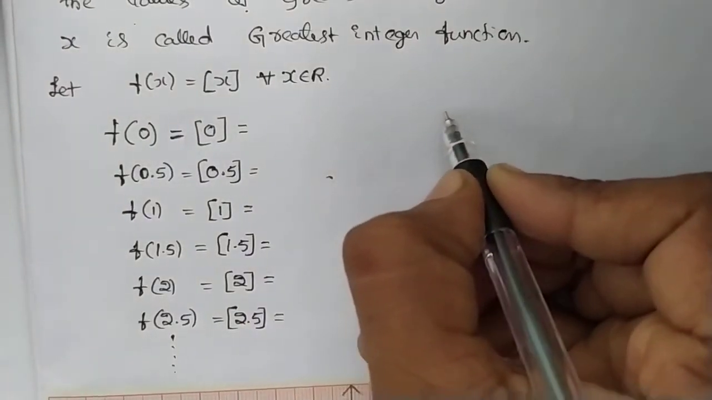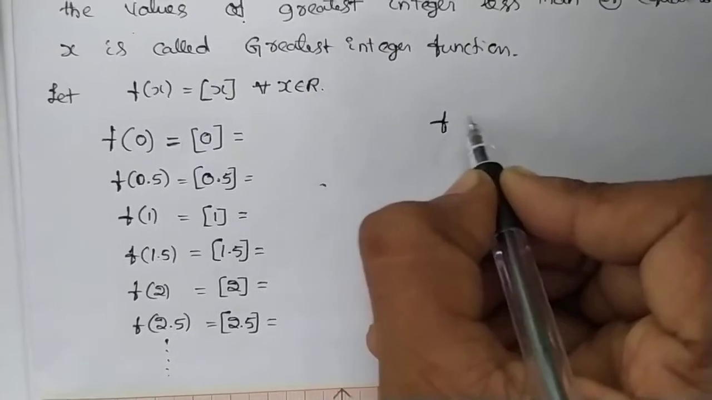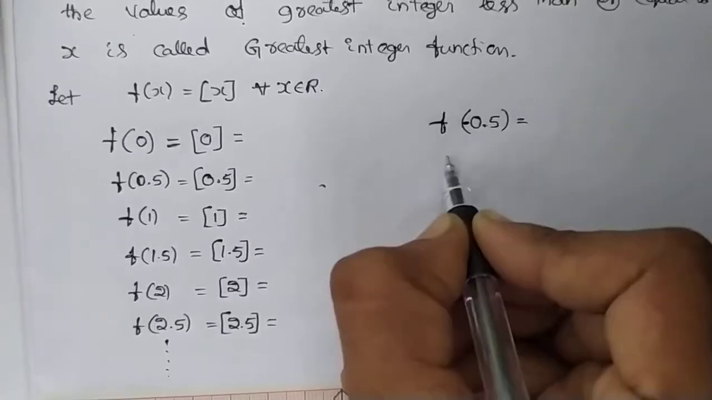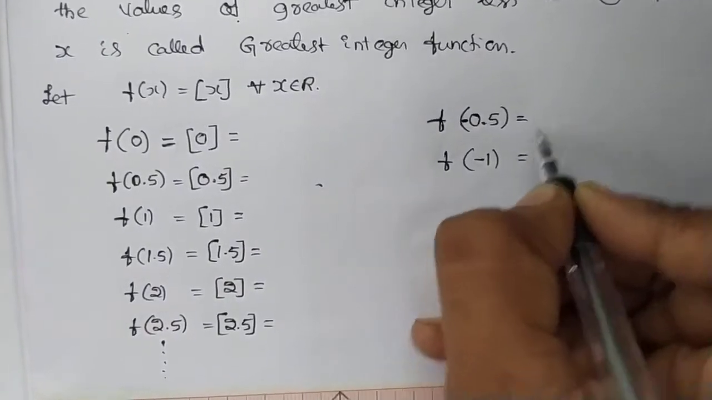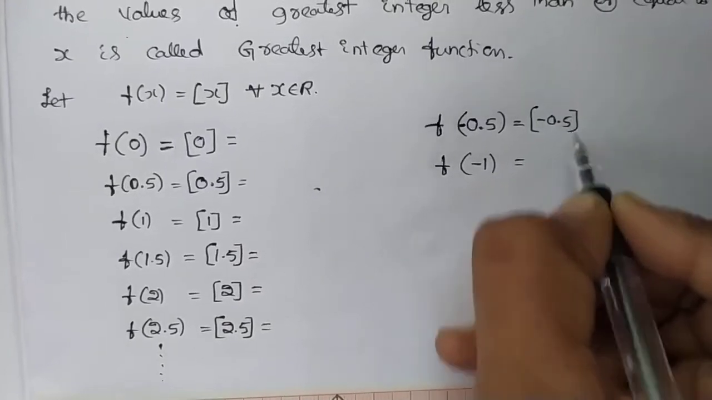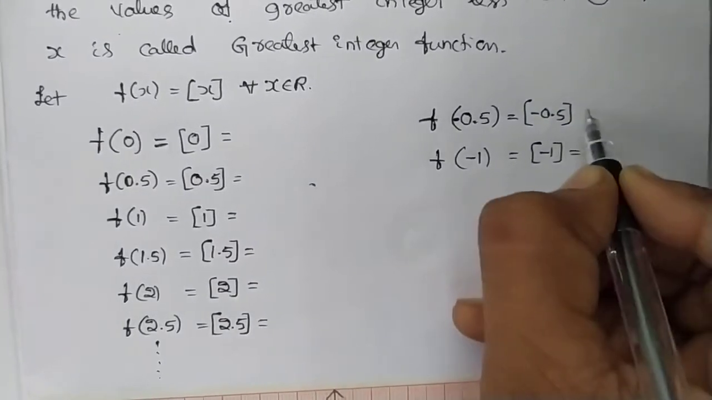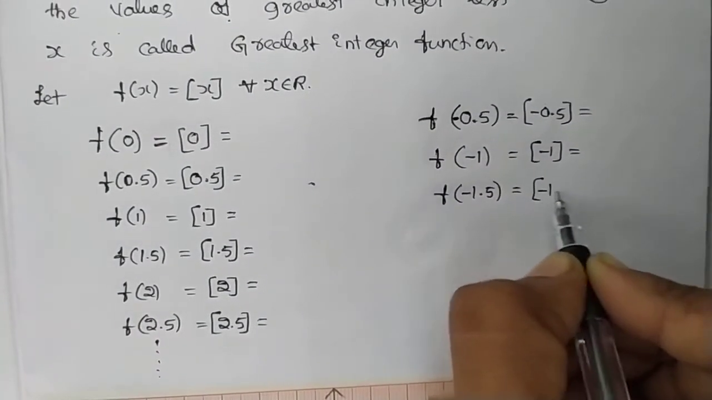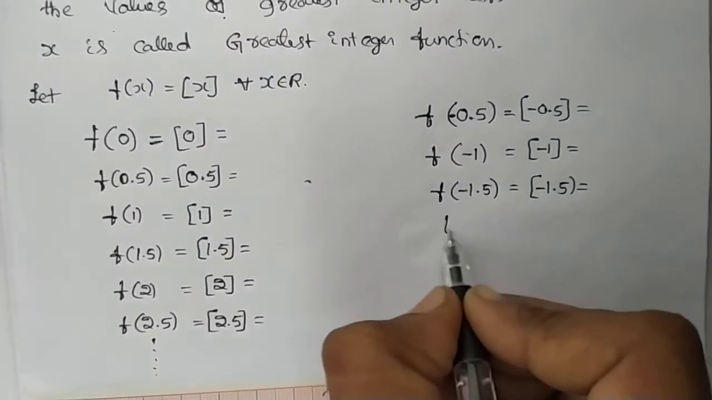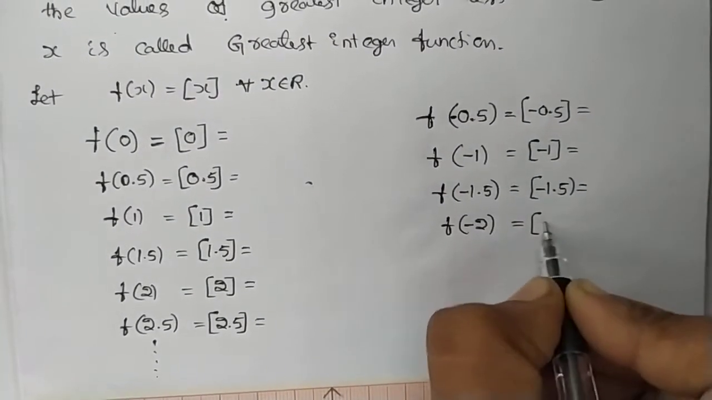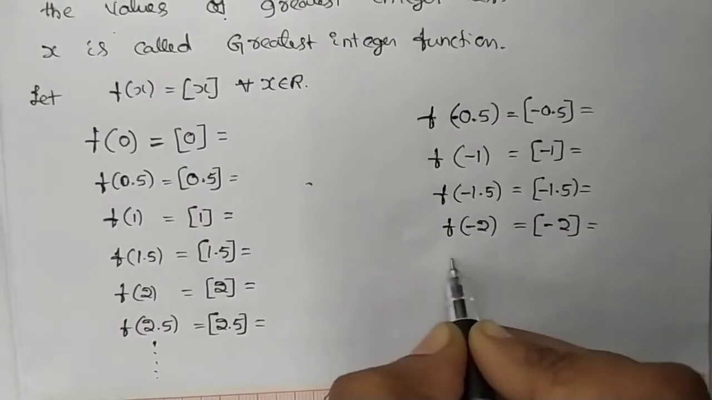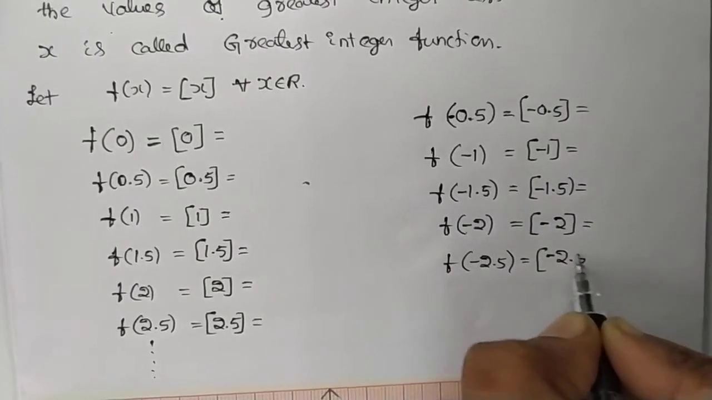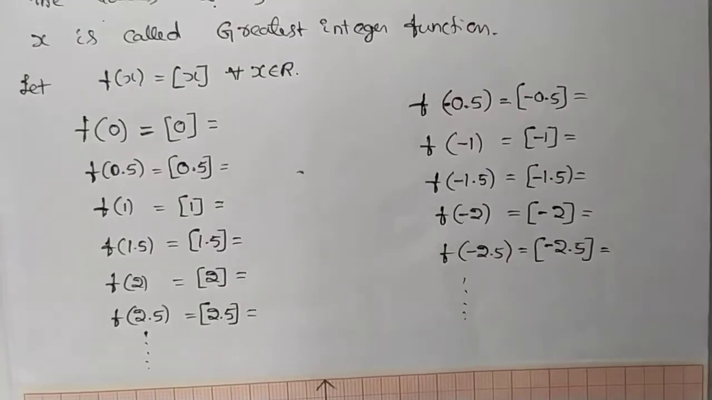What about the negative values? f of 0, f of minus 0.5, f of minus 1, step of minus 1, f of minus 1.5, step of minus 1.5, f of minus 2, step of minus 2, f of minus 2.5, step of minus 2.5, and so on.